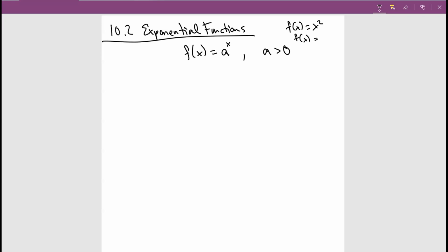However, I can have 2 to the power of x. That is an exponential function. So this is not, this one is. Here, the value of a can only be positive, and you can easily see why it has to be positive.